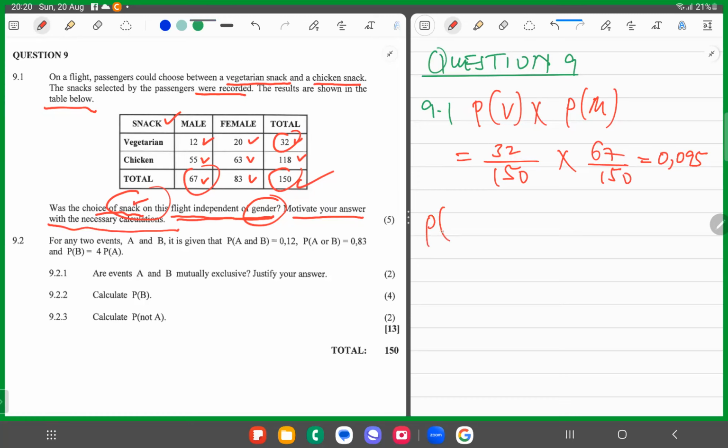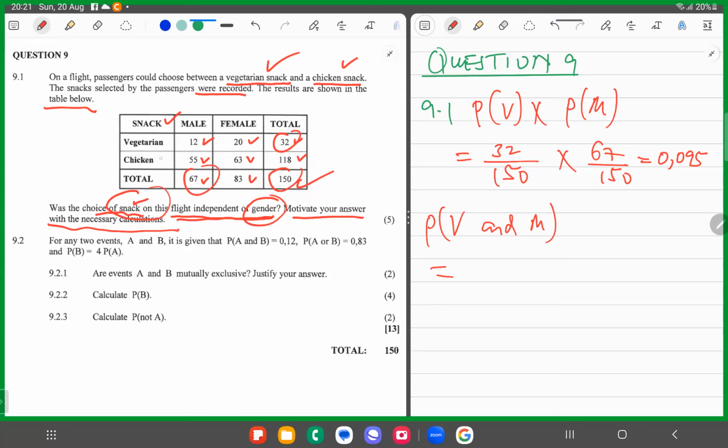The probability of choosing vegetarian and being male. So what is the probability of choosing vegetarian and being male simultaneously? Let's look at that one. All right, so suppose somebody chooses the vegetarian snack. They don't want chicken, they don't want meat, but they want only the vegetarian version. So the vegetarian and male, probability of that would be what?